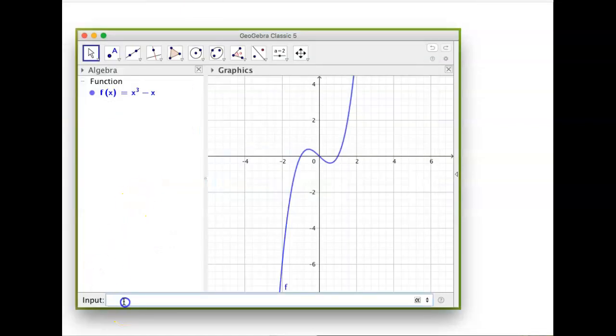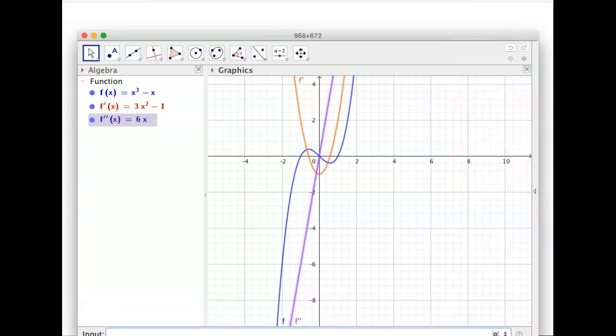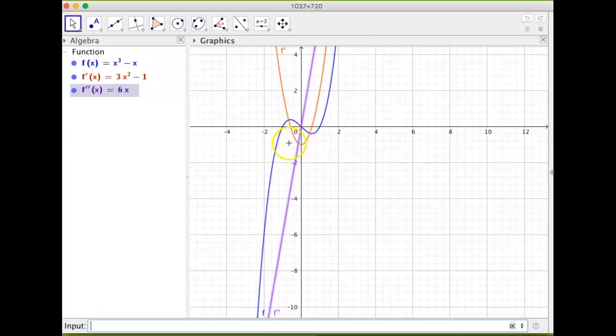There's my original function. There's my f prime. The y values of f prime represent the slopes of the original function f at that x location. Here's y double prime. 6x, just as we thought. And so the y values in the purple represent the slopes of the orange at their corresponding x values.